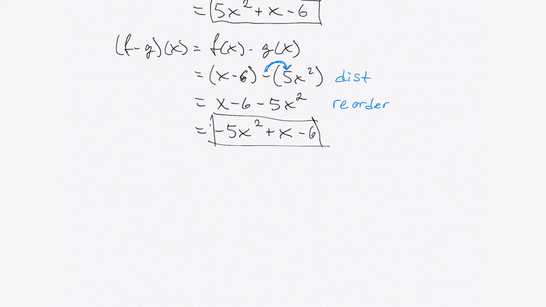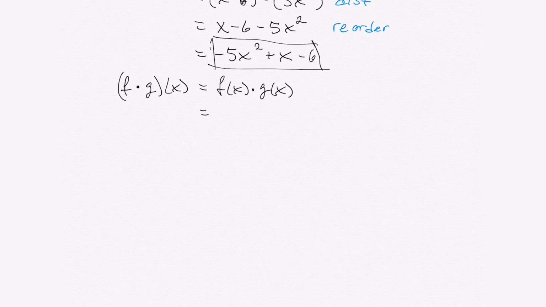Alright, let's talk multiplication. F and then a little solid colored dot. It's not an open circle, it's a closed dot. F times g. So we've got f of x, if you want to put a dot there also, times g of x. And let's fill in those blanks. Let's make our substitution. F of x is x minus 6. G of x is 5x squared. And we have to multiply.